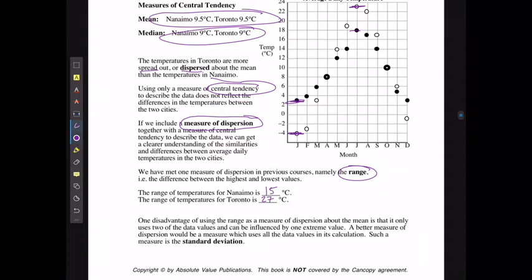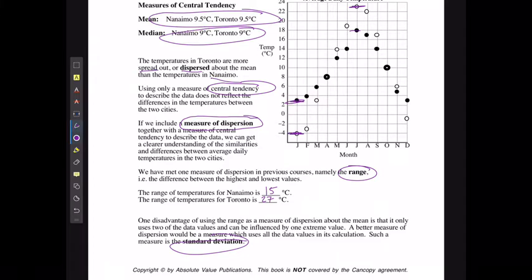One disadvantage to using range as a measure of dispersion about the mean is that it only uses 2 of the data values and can be influenced by one extreme value. A better measure would be a measure which uses all the data values in its calculation, such as standard deviation.